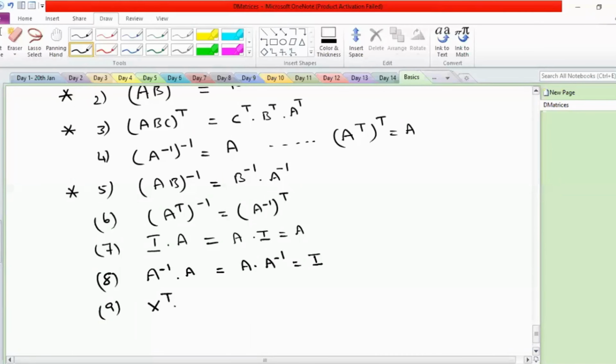X transpose X is always symmetric. We will see whether it becomes I or not or whatever it is, but this is something which you need to keep in mind.